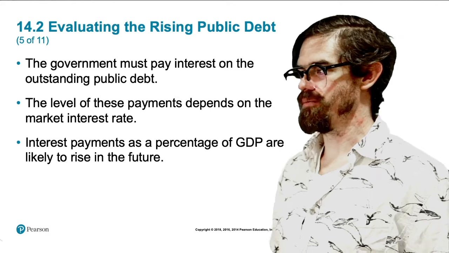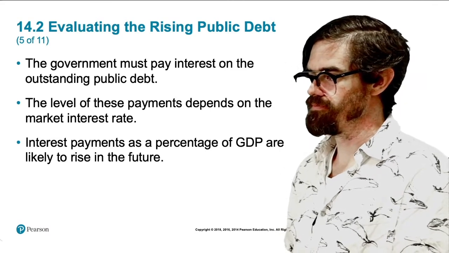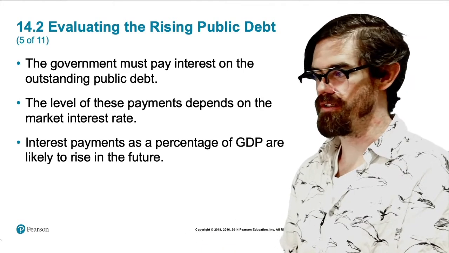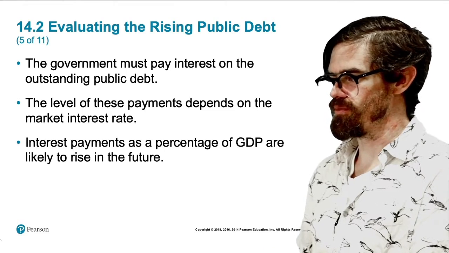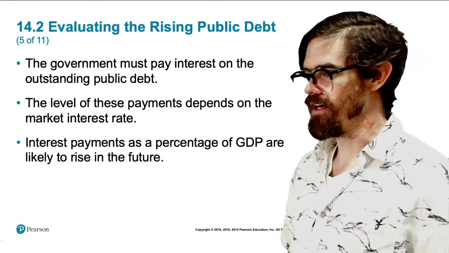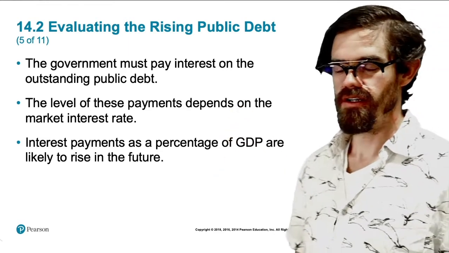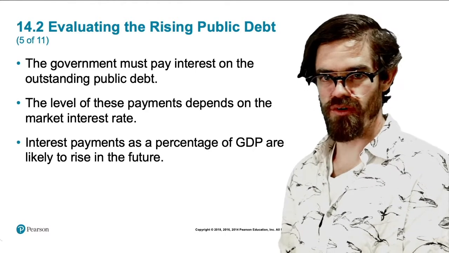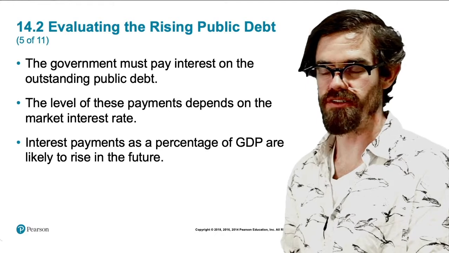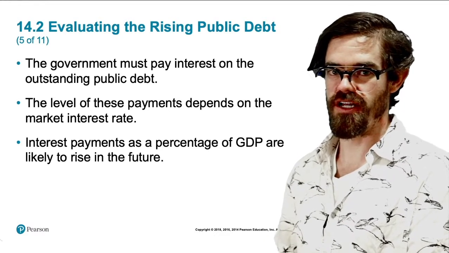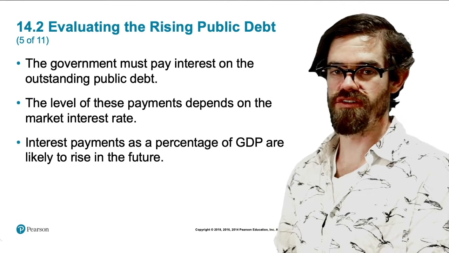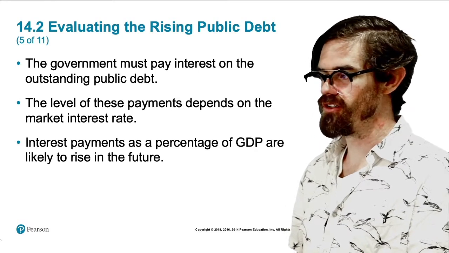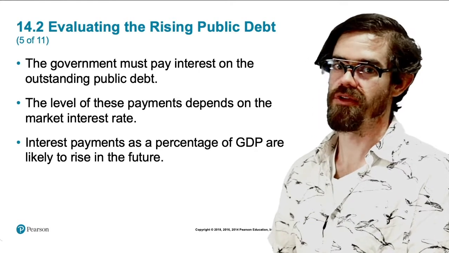Now, of course, the government has to pay interest on this debt, right, like we've been talking about. And the amount that it has to pay depends on the market interest rate. And interest payments as a percentage of GDP are likely to rise in the future. Now, I will point out that this point here is actually going to help us out. So, yeah, the government's basically borrowing somewhere around $4 trillion just in the past couple months. The good news is that interest rates are really, really low right now because of the actions that the Fed are taking, which we're going to learn about in the next chapter. But the good news is that it's able to borrow that money pretty cheaply.